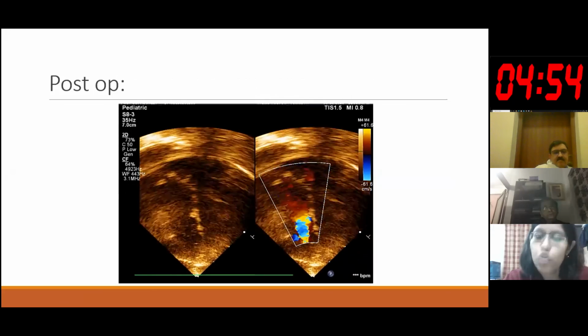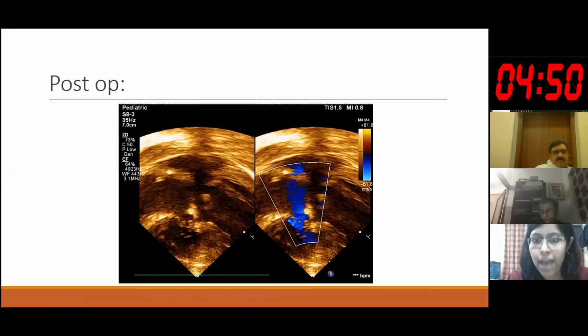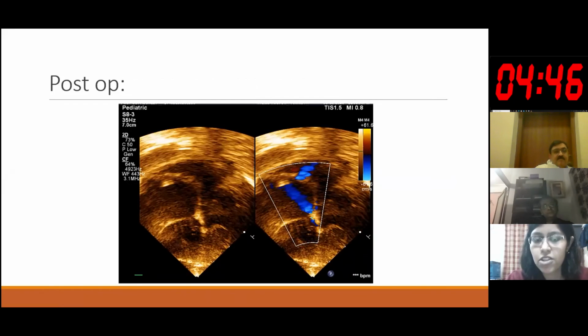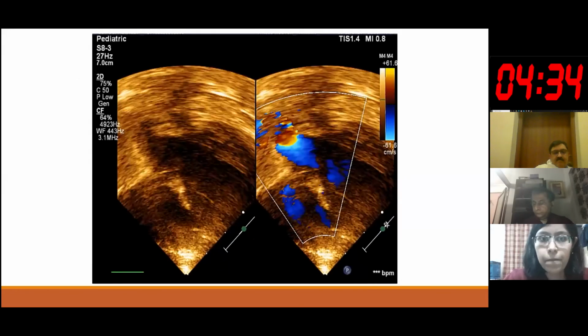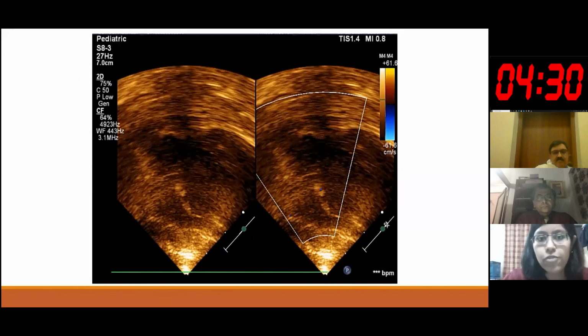Post-op, we had a good result. There was an intact ventricular septum, intact ventricular patch, as we can see. There was still a grade 2 tricuspid regurgitation, but there was no mitral regurgitation, there was no arrhythmia, there was no left ventricular outflow tract obstruction, and there was no tricuspid valve inflow gradient, which are definite risks in this kind of surgery. This is the unobstructed left ventricular outflow tract, and there is no mitral regurgitation.